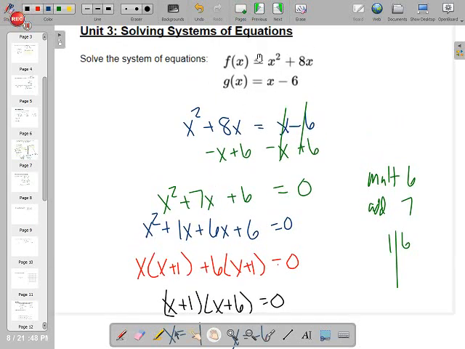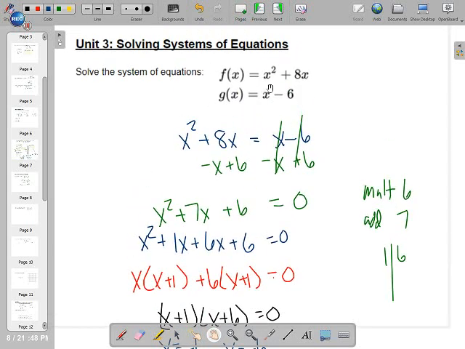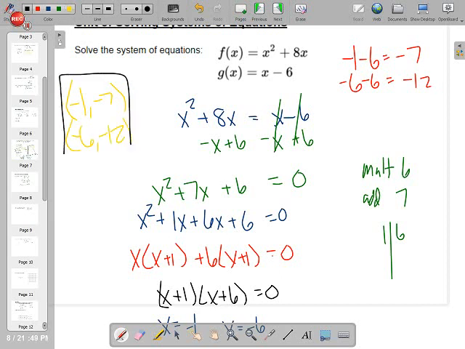Now, this is a system of equations, so what I'm really trying to find is where these points intersect. I have the x-coordinates of where they intersect, but I want to find the y-coordinates. So to do that, I'm going to plug -1 into either of these equations. Clearly, I think this one's easier. So if I plug -1 in, -1 minus 6 is -7. And if I plug -6 in, -6 minus 6 is -12. That means that when the x-coordinate is -1, the y-coordinate is -7. And when the x-coordinate is -6, the y-coordinate is -12. These are the points of intersection for this quadratic and this line.